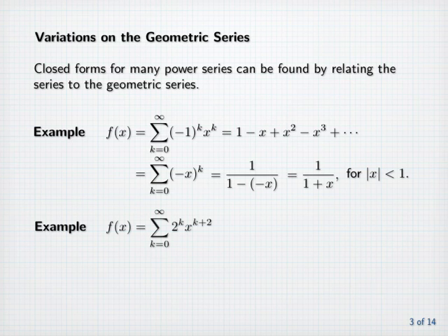Let f of x equal the sum from k equals 0 to infinity of 2 to the k times x to the k plus 2, which would be x squared plus 2x cubed plus 4x to the fourth plus 8x to the fifth, and so on.